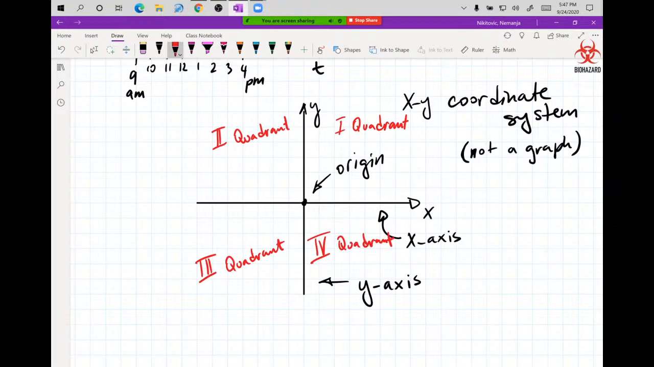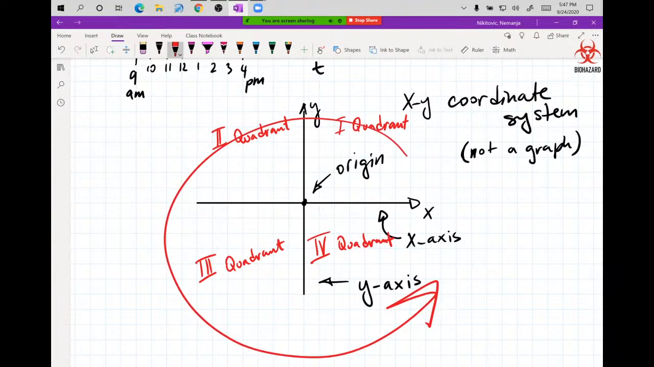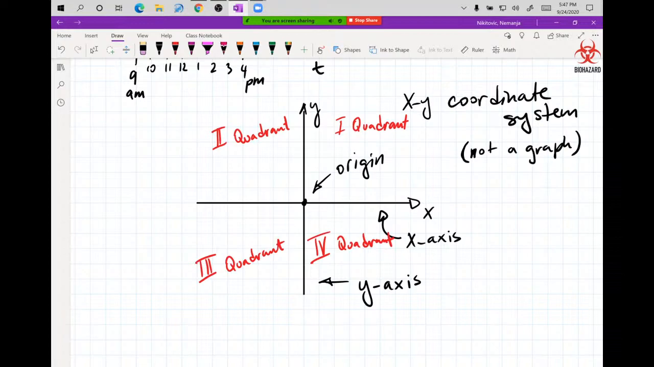So now we understand that there are 4 different quadrants, and they have their names, and we put those names in a counterclockwise position. So counterclockwise orientation, which means this way, right? So 1, 2, 3, 4.